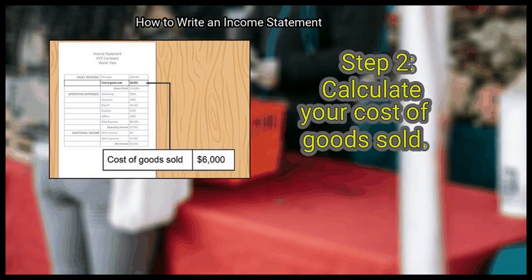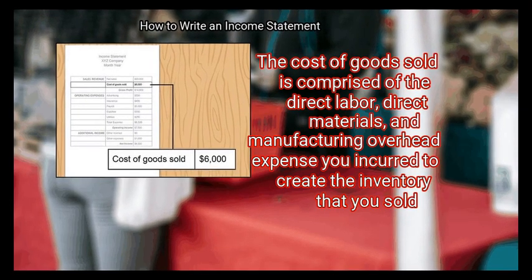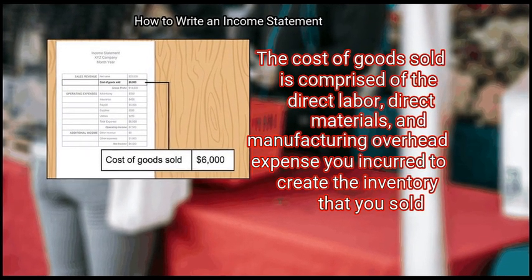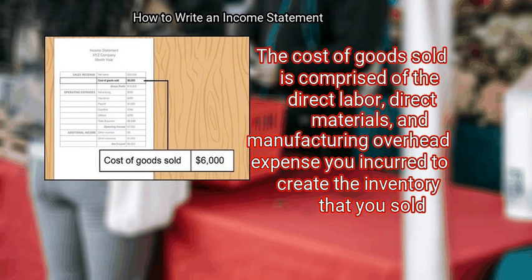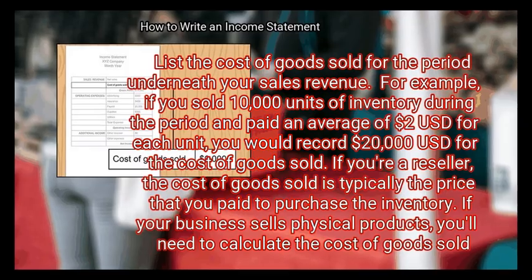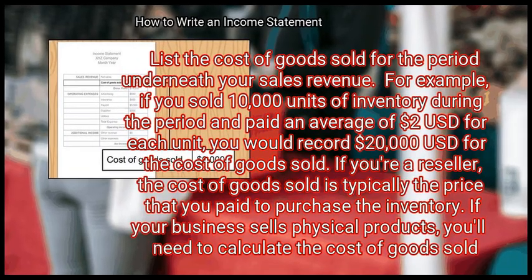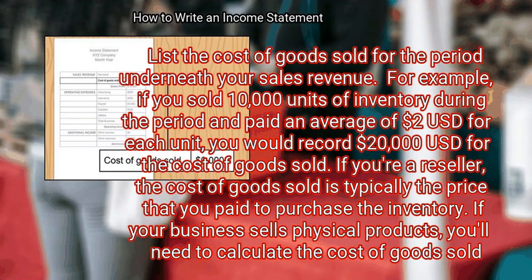Step 2. Calculate your cost of goods sold. The cost of goods sold is comprised of the direct labor, direct materials, and manufacturing overhead expense you incurred to create the inventory that you sold. List the cost of goods sold for the period underneath your sales revenue. For example, if you sold 10,000 units of inventory during the period and paid an average of $2 USD for each unit, you would record $20,000 USD for the cost of goods sold.